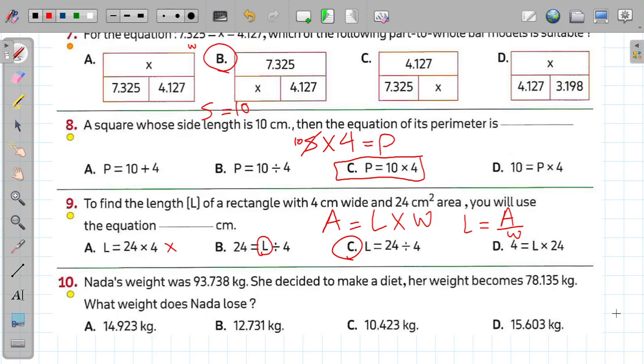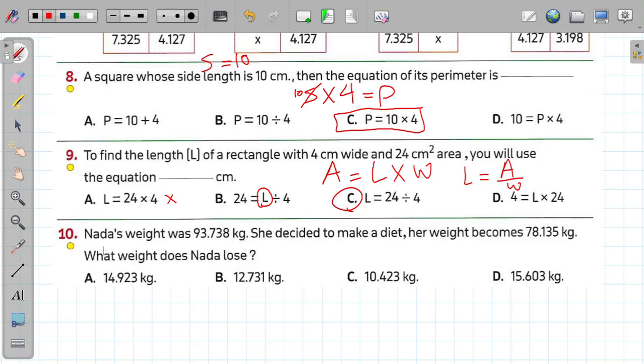Okay, the last question with us today says Nada's weight was 93.738 kilograms. She decided to go on a diet. Her weight becomes 78.135 kilograms. What weight does Nada lose? Okay, the first weight was that, and the new weight was that. So I want to know what weight does Nada lose. So lose means the difference between the two numbers. So the difference means we will use subtraction.